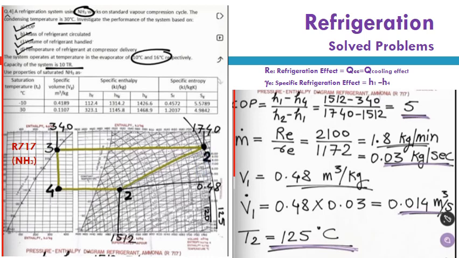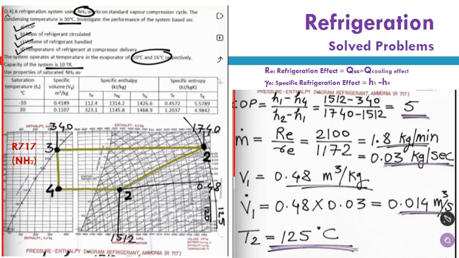Then the piston displacement of the compressor can be estimated, assuming that the volumetric efficiency of the compressor is 100%. So the piston displacement normally equals the specific volume at the entry of the compressor multiplying by the M dot refrigerant entering the compressor, giving 0.48 multiplying by 0.03, which equals 0.014 meter cube per second.